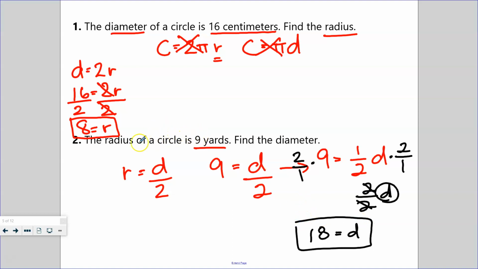You could probably look at that and say, oh, I know the radius is half the diameter, so I'll multiply 9 times 2. And I realized I forgot to use my units. I'll write those in there now. Very important to use units.